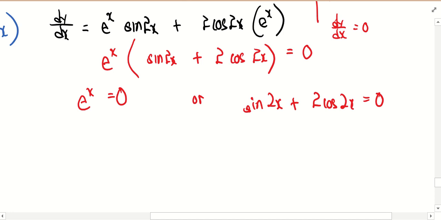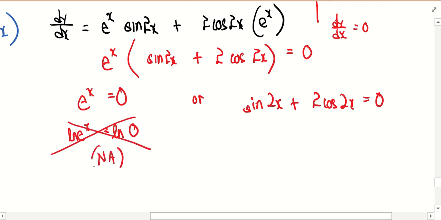Why? Can it be 0? Can you press the calculator? Is it possible for the exponential to be 0? No. Confirm and A. So I do the easier one already.